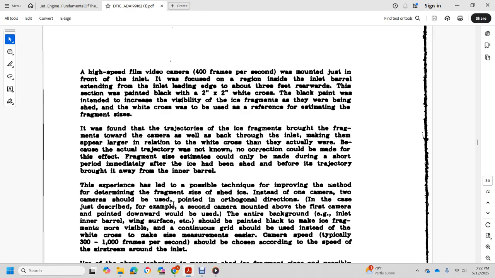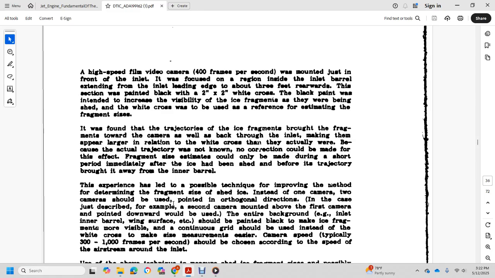This experience led to a possible technique to improve the method of determining the size of shed ice fragments. Instead of one camera, two cameras should be used, pointing in orthogonal directions. In the case just described, for example, a second camera would be mounted with the first camera, pointed downward. The entire background, inlet inner barrel, wing surface, and so on, should be painted black to make the ice fragments more visible. A continuous grid should be used instead of the white cross, which makes size measurement easier.